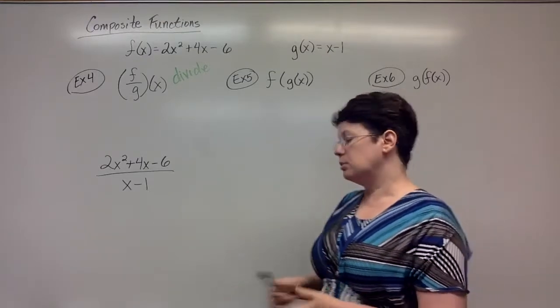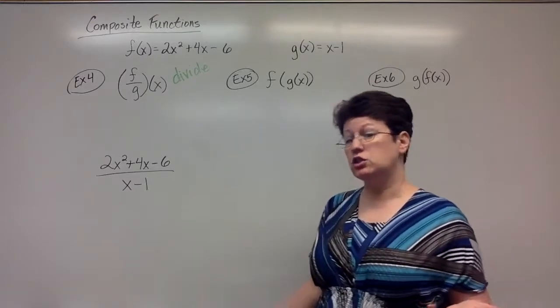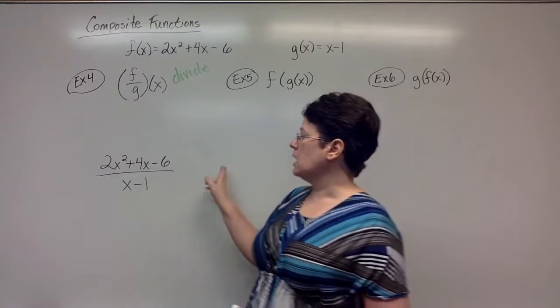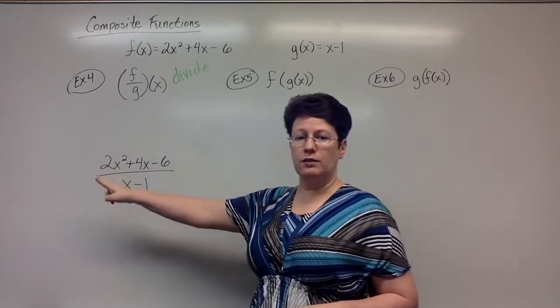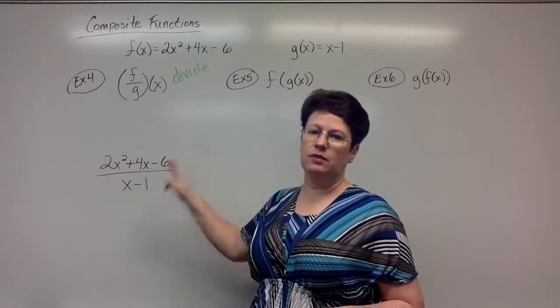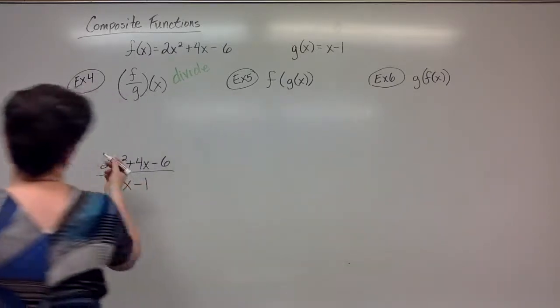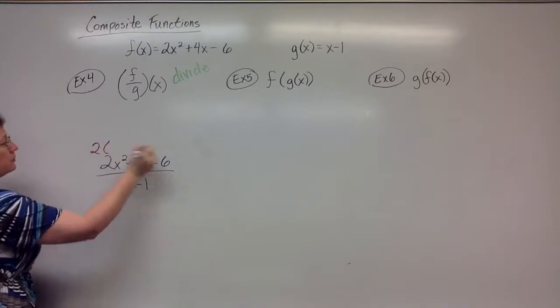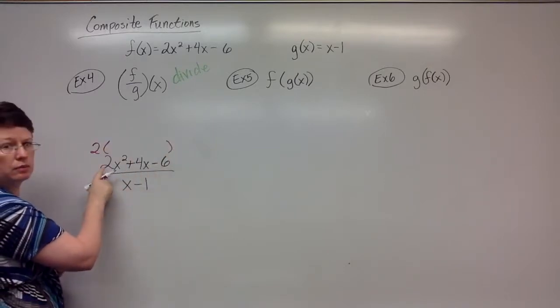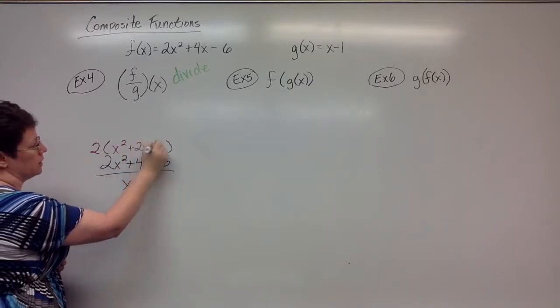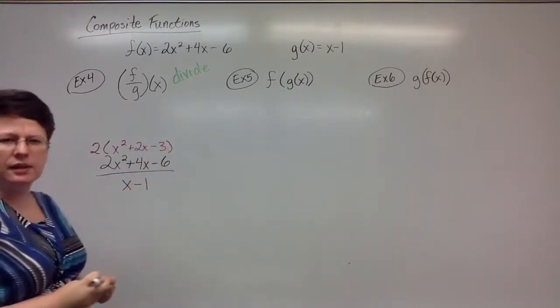Okay? I'm going to factor it, just to show you that it can be done, because most students won't do the factoring. I noticed that in my numerator, every single term is even, which means I can divide it by 2. So I'm going to pull a 2 out and see what's left. When I divide it by 2, I'm left with x squared plus 2x minus 3. I think I can handle that.